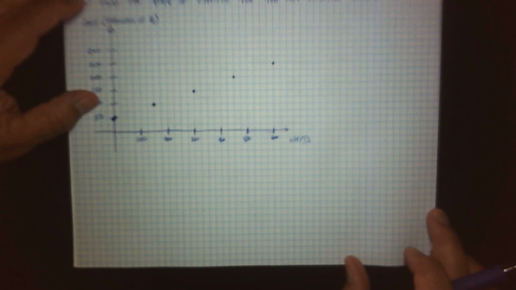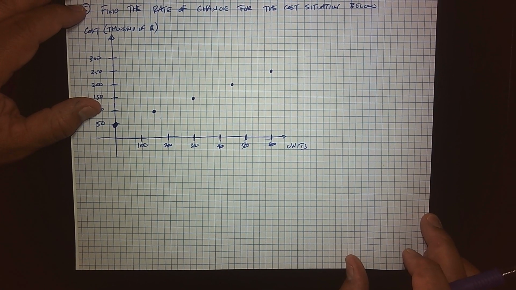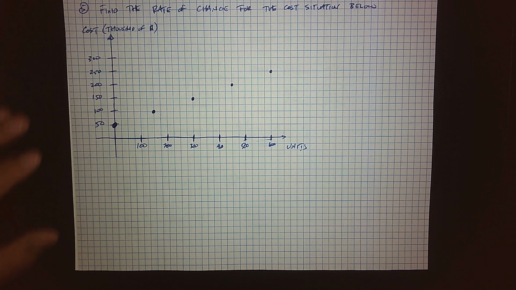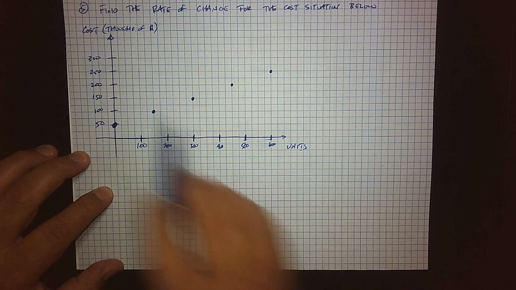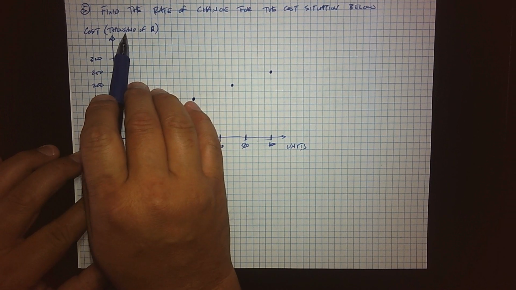Okay, so one last situation where we calculate the rate of change. This time I'm actually giving you a graph to look at. We have a cost situation, right? We're comparing the number of units being made and the costs in thousands of dollars to make those units.